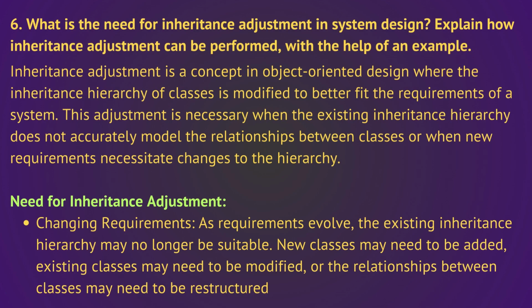The next question is, what is the need for inheritance adjustment in system design? Explain how inheritance adjustment can be performed with the help of an example. Inheritance adjustment is a concept in object-oriented design where the inheritance hierarchy of classes is modified to better fit the requirements of a system. This adjustment is necessary when the existing inheritance hierarchy does not accurately model the relationships between classes or when new requirements necessitate changes to the hierarchy.